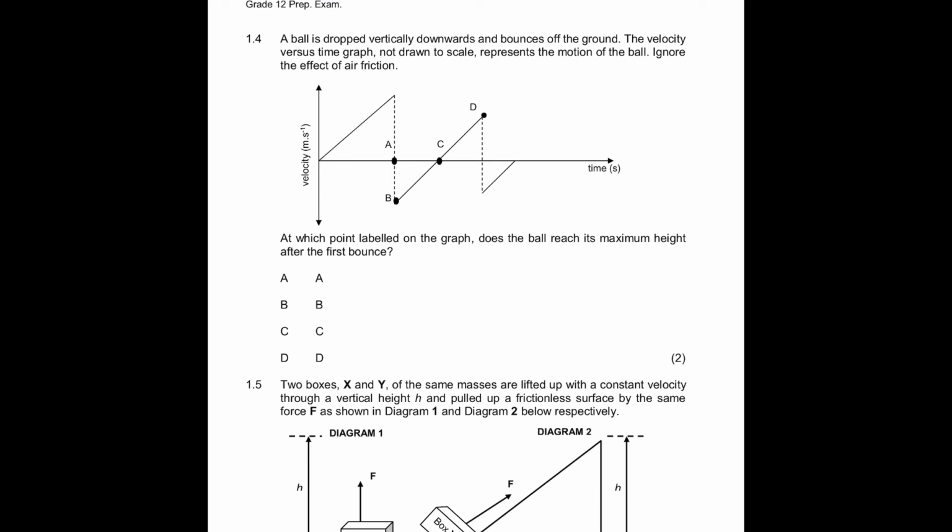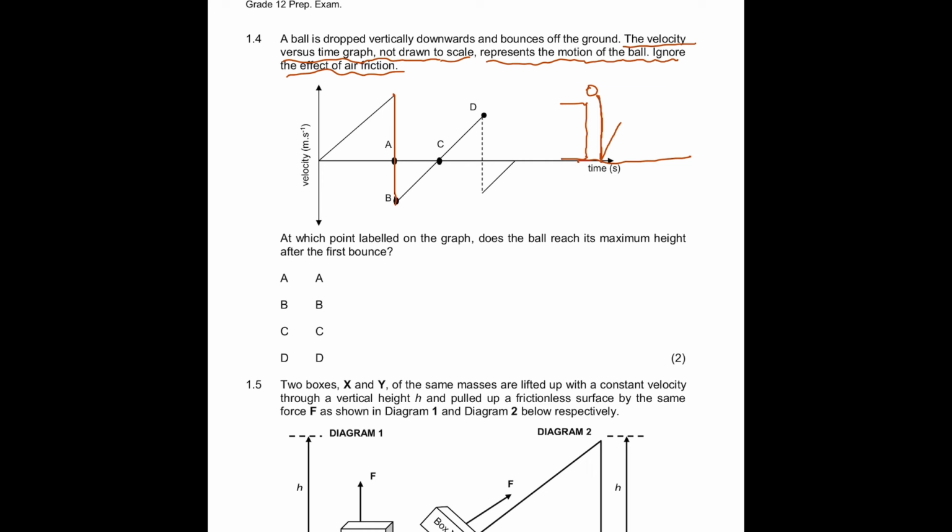Right, 1.4, a ball is dropped vertically downwards off the ground. Now it says the velocity versus time graph, not drawn to scale, represents the motion of the ball. Ignore the effect of air friction. So this ball, I'll assume, is thrown from a height and it's going down. So if it's going down, its velocity is going to increase while it goes down, and then it reaches the ground. That is when it bounces. So here's the bounce there.